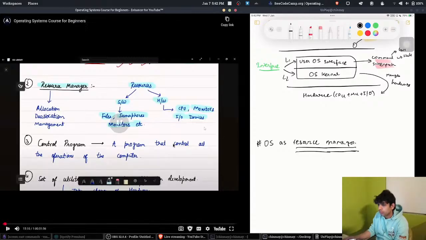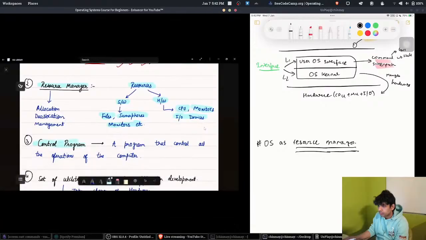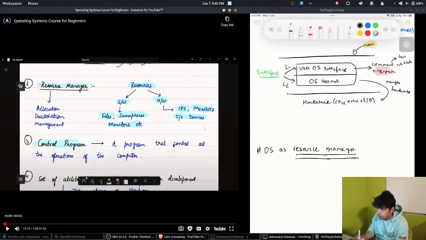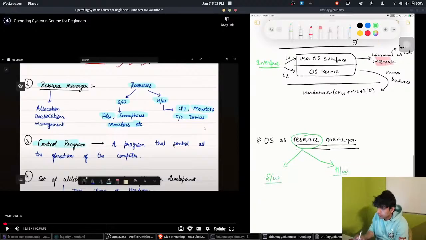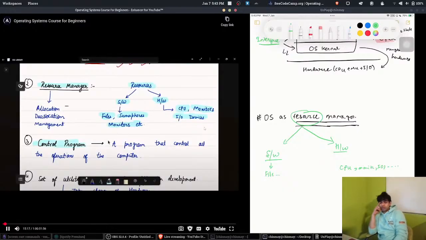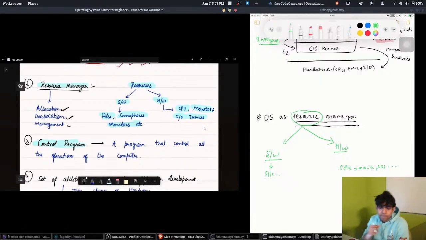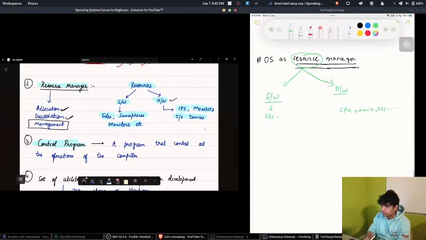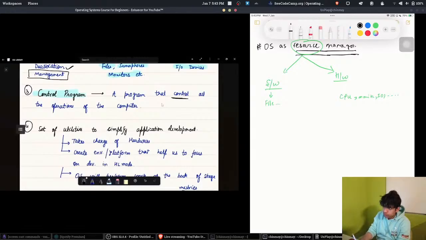Okay. And the second part is control program. It acts as a control program. Let me also tell you one thing. In resource management, the operating system performs allocation of resources, deallocation of resources, freeing of resources, etc. Basically, it manages the resources. Which resources? Hardware and software. The operating system acts as a control program, a program that controls all the operations of the computer.